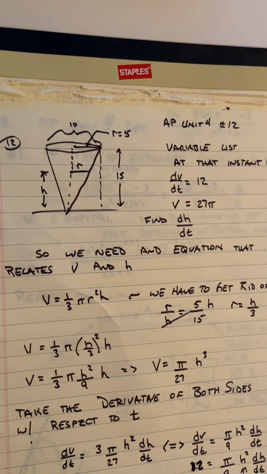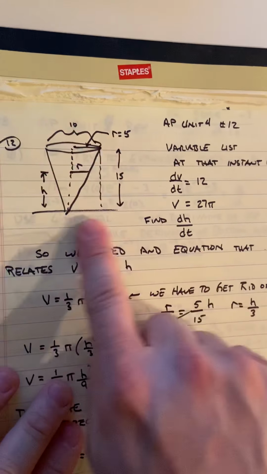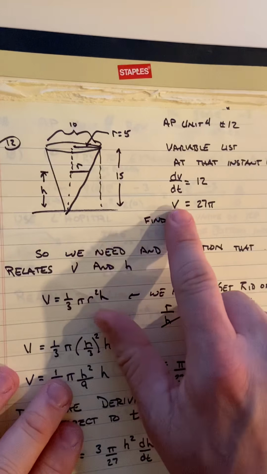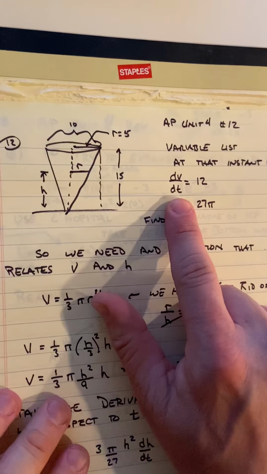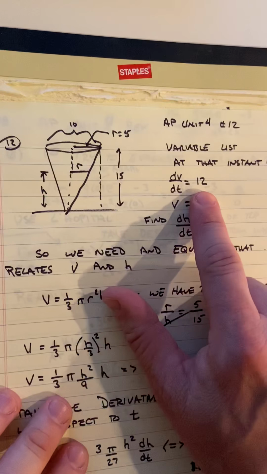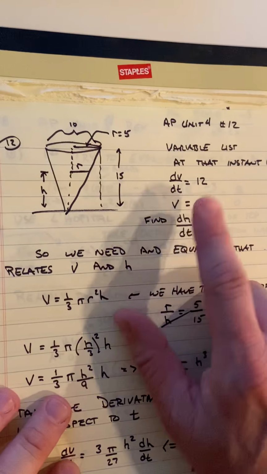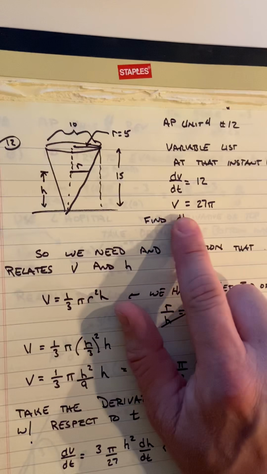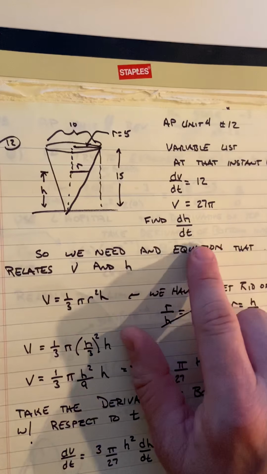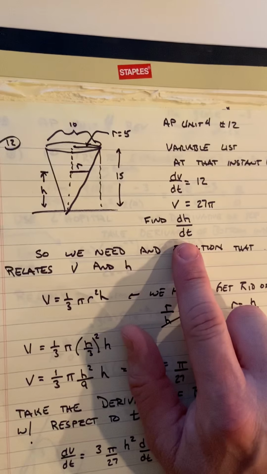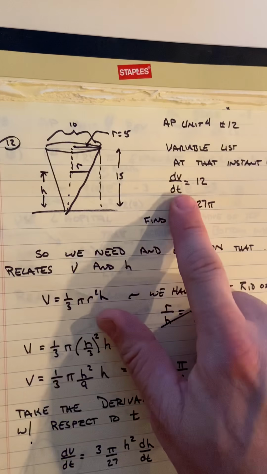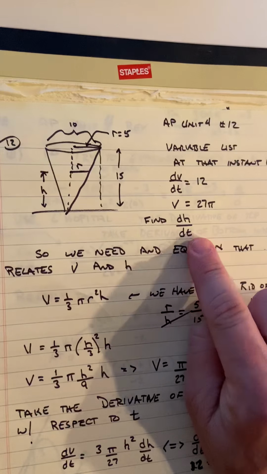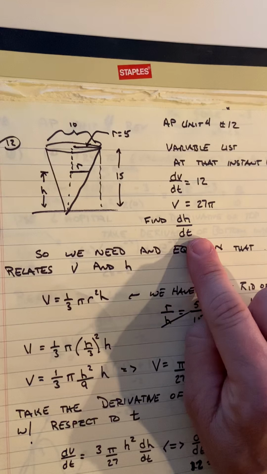hour, okay? So what we do on these problems is we take inventory of the variables that we were given. The volume is losing volume at a rate of 12. The actual volume at noon is 27 pi. Find dH dt. So that's what I like to do, take inventory of what I have and what I'm being given to find.